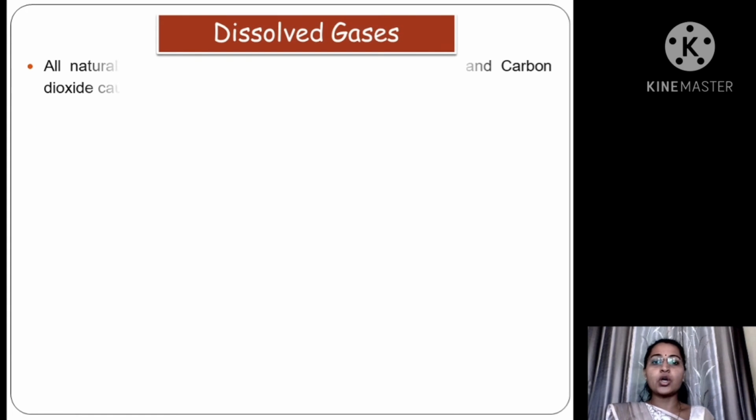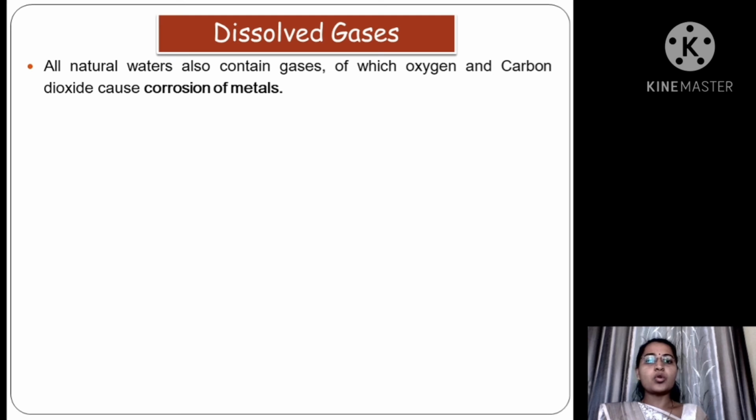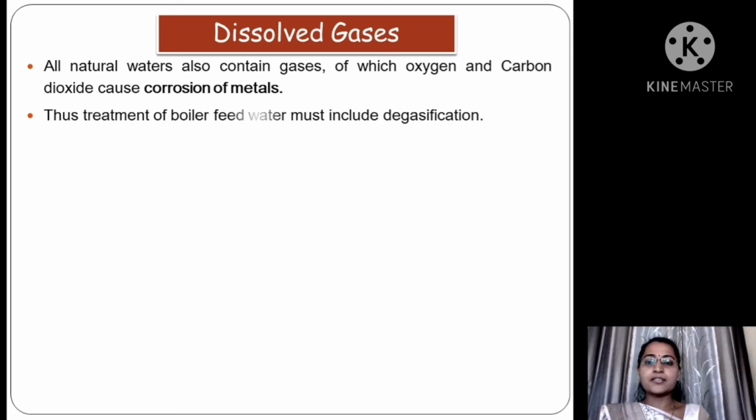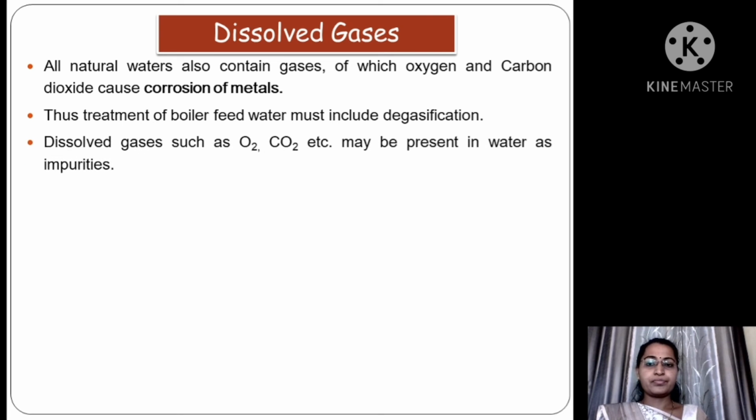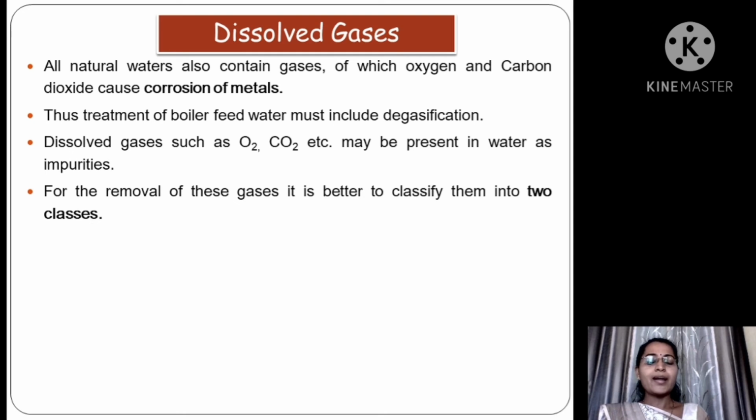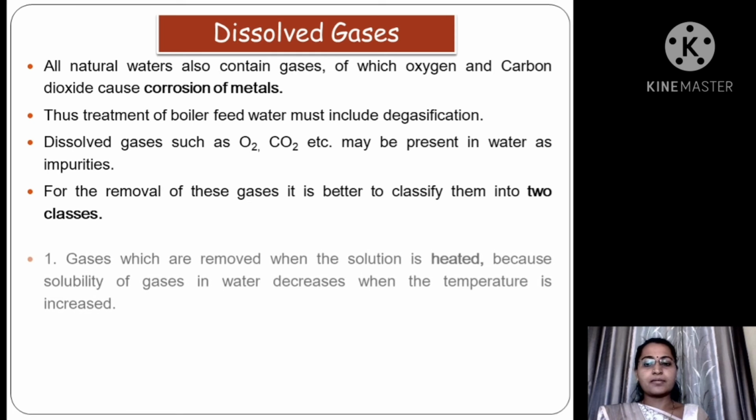Then we go for dissolved gases. All natural waters also contain gases, of which oxygen and carbon dioxide cause corrosion of metals. Thus, treatment of boiler feed water must include degasification. Dissolved gases such as oxygen, carbon dioxide, etc. may be present in water as impurities. And for the removal of these gases, it is better to classify them into two classes.